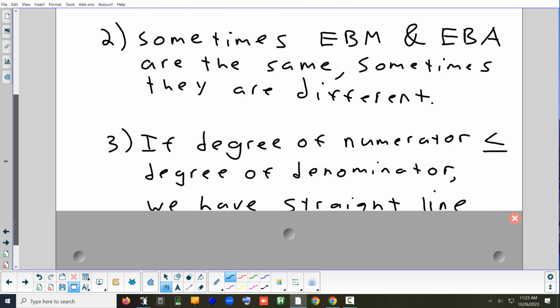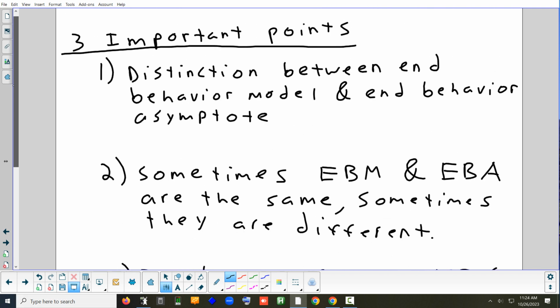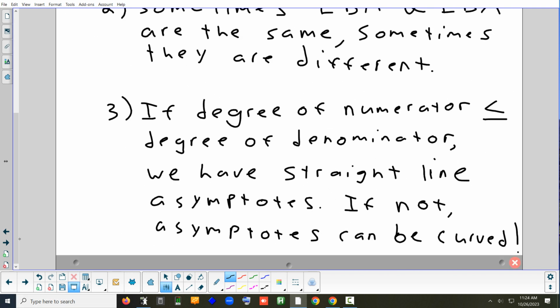Horizontal and vertical lines. But if that's not true, if the degree in the numerator is bigger than the denominator, then the asymptotes can start to be slanted. That's like one step up. And then up from there, they start curving. So we start getting quadratics first, and then it goes to cubics and more. The particular one we're going to graph has a quadratic asymptote. Any questions on that?